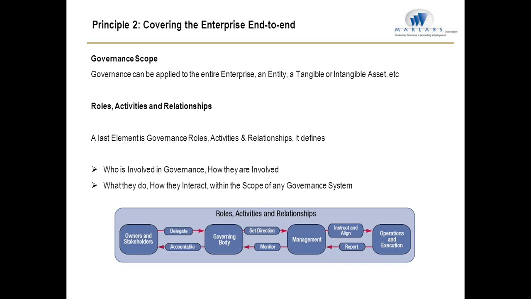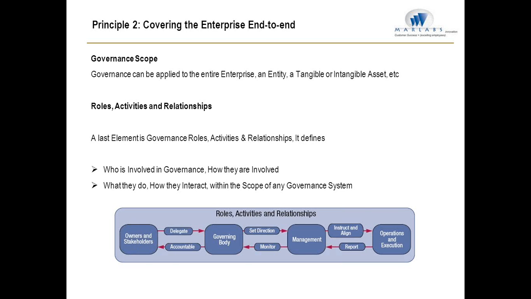The scope of governance basically talks about how governance can be applied to an entire enterprise, a specific entity, or it can be a tangible or an intangible asset. So we can define our own scope in terms of how or where we want to implement these aspects. Then we'll define the roles, the activities, and of course the relationships. This is mostly in terms of who is involved in governance, how they are involved, what they do, and how they interact within the scope of any governance system. And there is a very well established mapping of the roles, activities, and relationships. This is mostly in terms of the implementation.